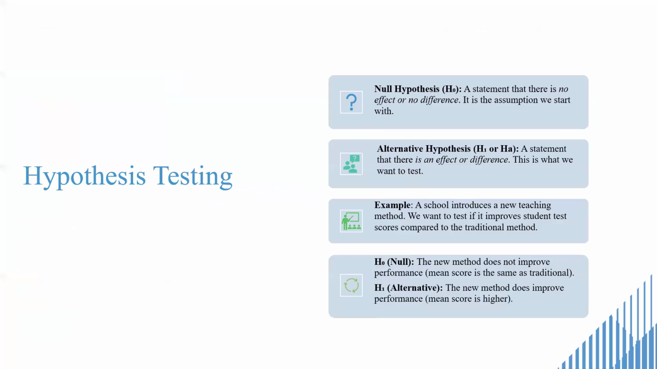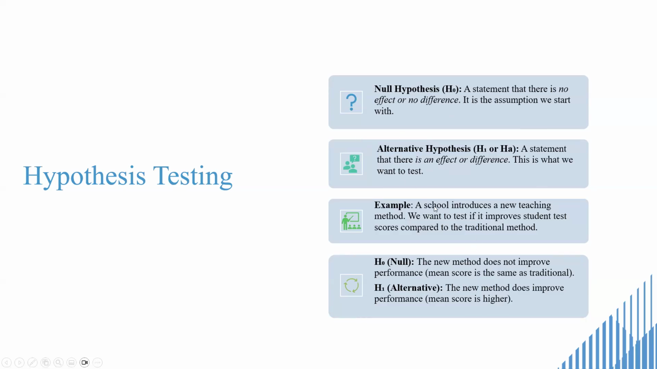Then we have hypothesis testing. We have two of these: the null hypothesis and the alternative hypothesis. The null is a statement that there is no effect or no difference. It's an assumption. I start with no difference, so I'll say the mean is equal to this, or greater than or equal to, or less than or equal to this one. This is my null hypothesis. The alternative is a statement that there is an effect or difference. This is what we want to test. Our assumption is the null, we start from here, but we are testing whether the alternative holds or not.